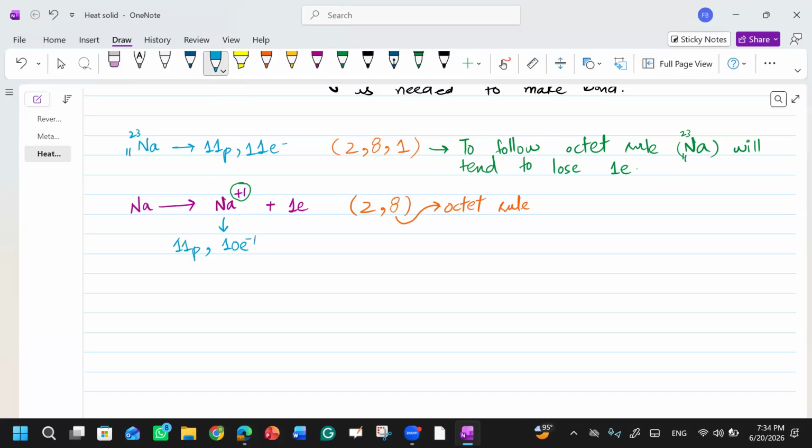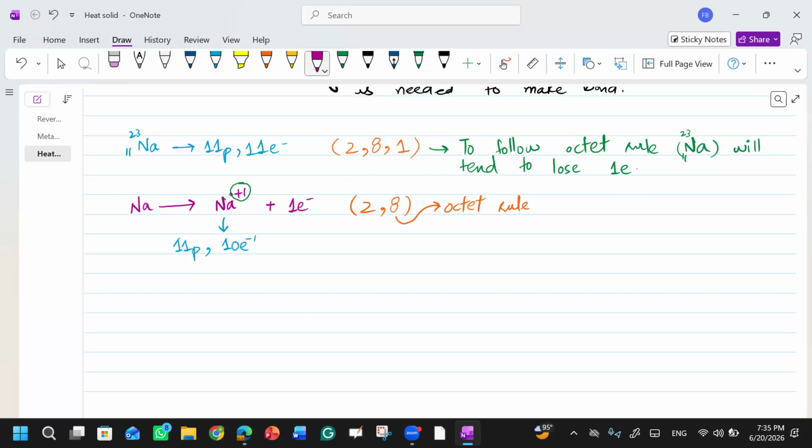Are you getting my point? We don't say that it loses one electron, that's why there is a +1 charge. This is not the reason. The reason behind this +1 charge is that when it loses one electron, electrons become 10, but the protons are the same, 11. If you compare these two, which one is extra? The proton. One proton is extra. That's why we put +1 here.